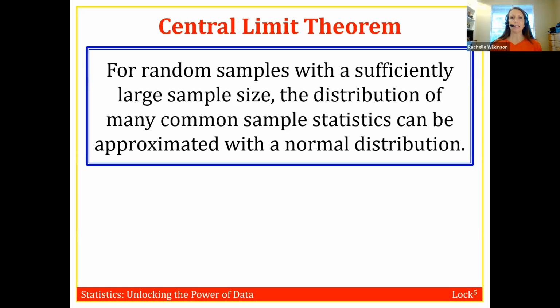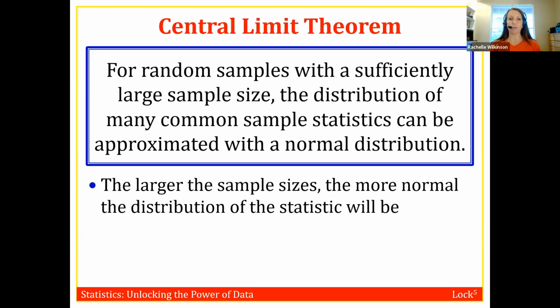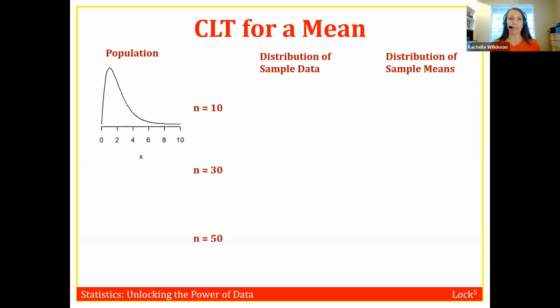And if you recall, the central limit theorem said that if we take samples that are large, then the distribution of many common sample statistics can be approximated with a normal distribution. And that certainly applies to X bar. So if we have a large enough sample size, then the sampling distribution for X bar is also going to be normally distributed. And the larger your sample size, the more normal the distribution of X bar is going to be. So here are some pictures that show us how the central limit theorem works when we're talking about a mean.